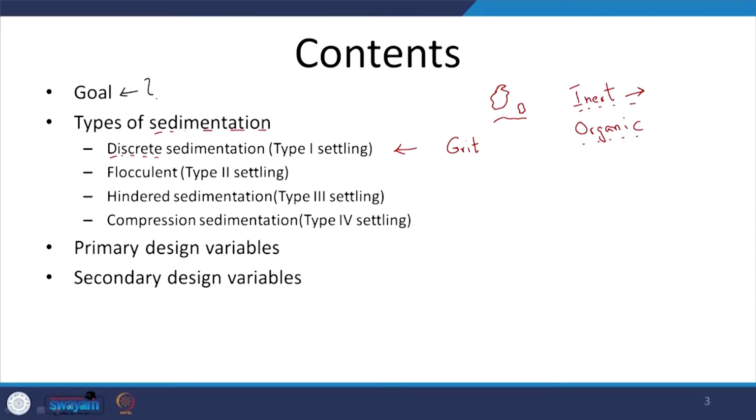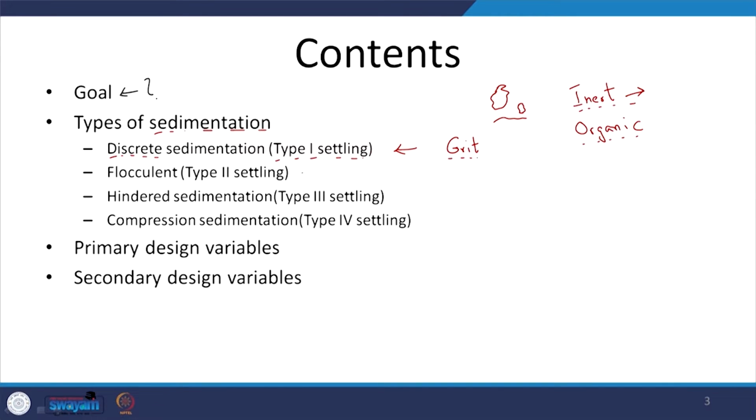So, typically we see this when we are looking at removal of grit, but again type 1 settling, all these are ideal case scenarios, and you are never going to have a perfect example of discrete sedimentation.